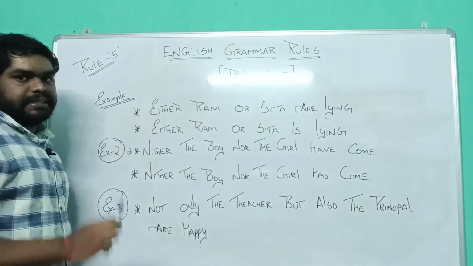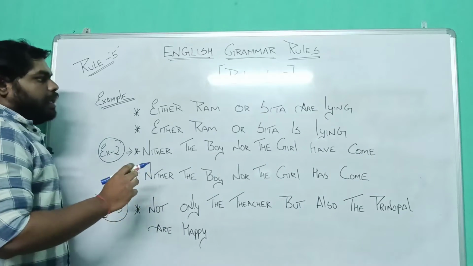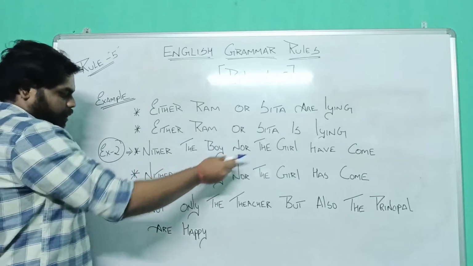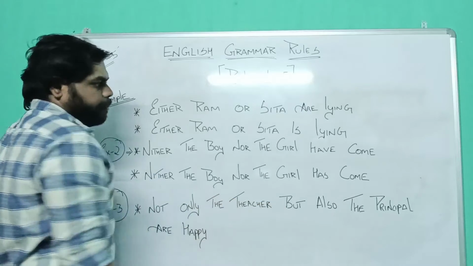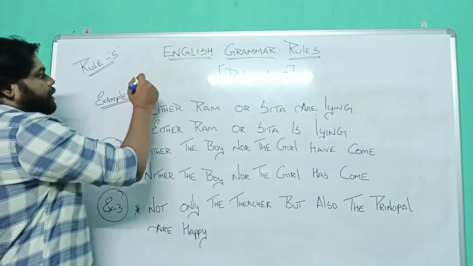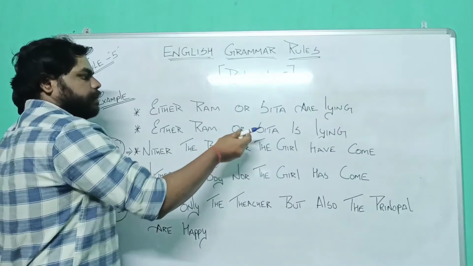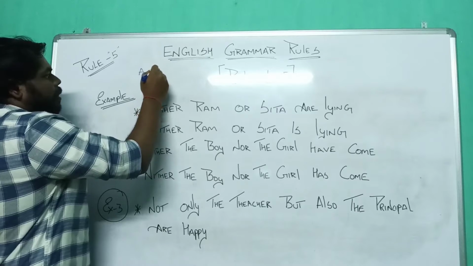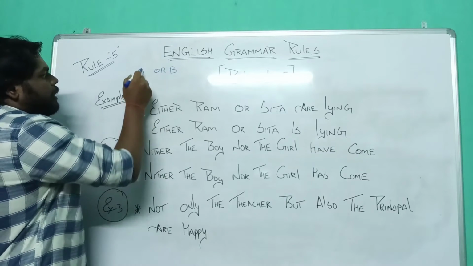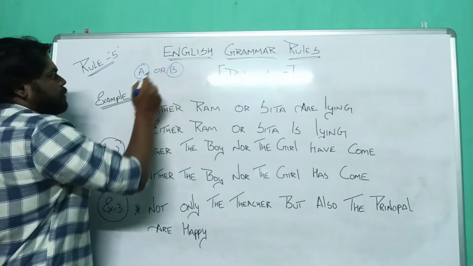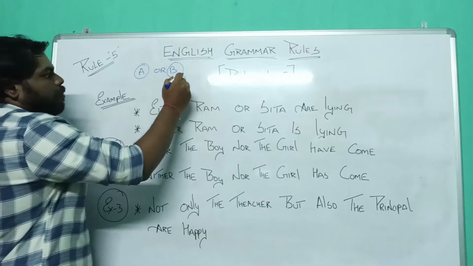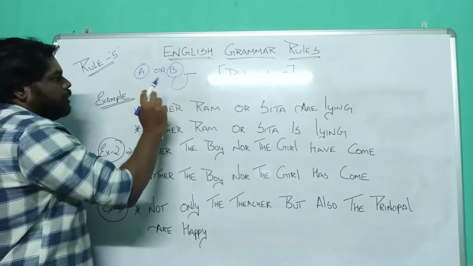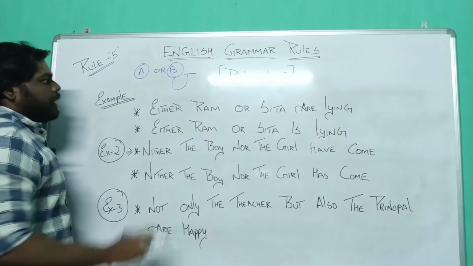But before that, let us just recollect the rule once again. If two or more singular subjects are connected with either-or, neither-nor, not only-but also, or nor, the verb should agree with the nearest subject. For example, if I write A or B, A is subject 1 and B is subject 2. The verb written here should agree with the nearest subject. That is what rule number 5 is trying to say.